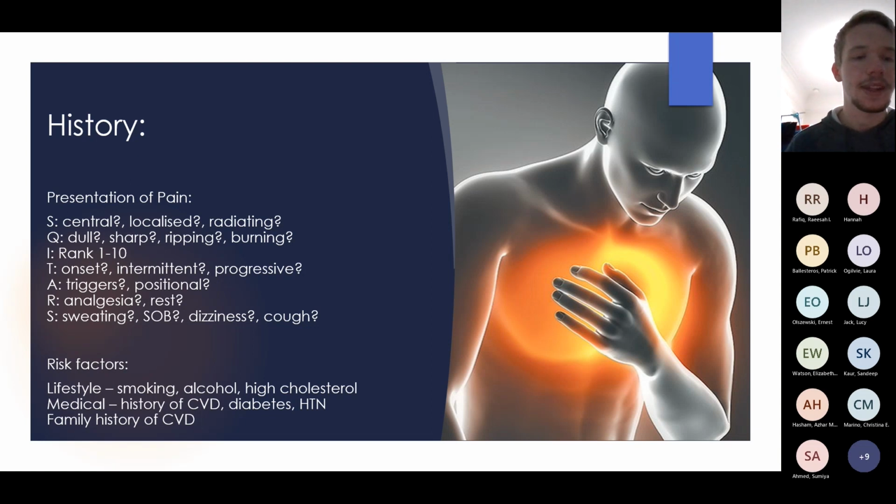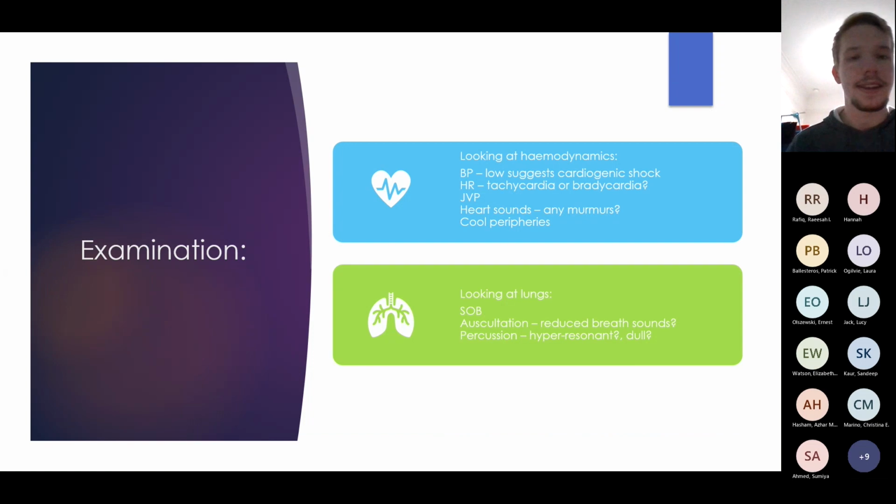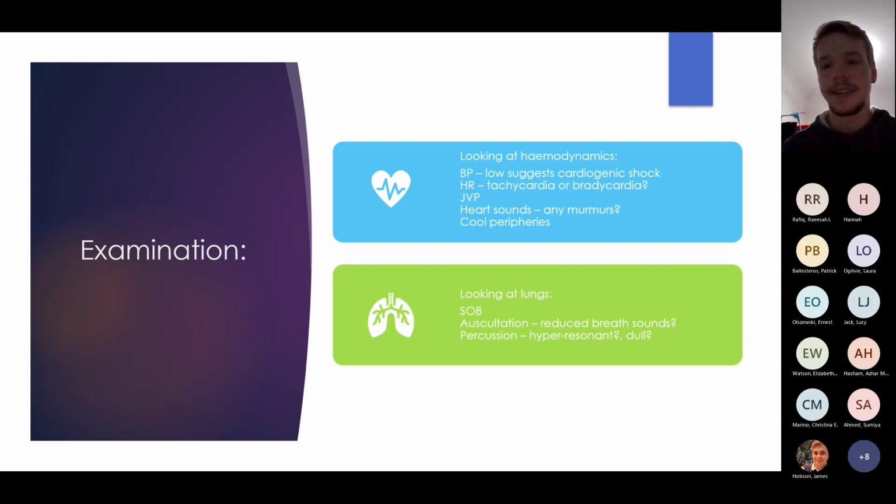So, once you've done that, onto the examination. With chest pain, the two main systems I guess you'd be thinking about would be the respiratory system and your cardiovascular system with the heart. So if we start off with the cardiovascular system, what sort of examinations do you think would be relevant to do for someone?